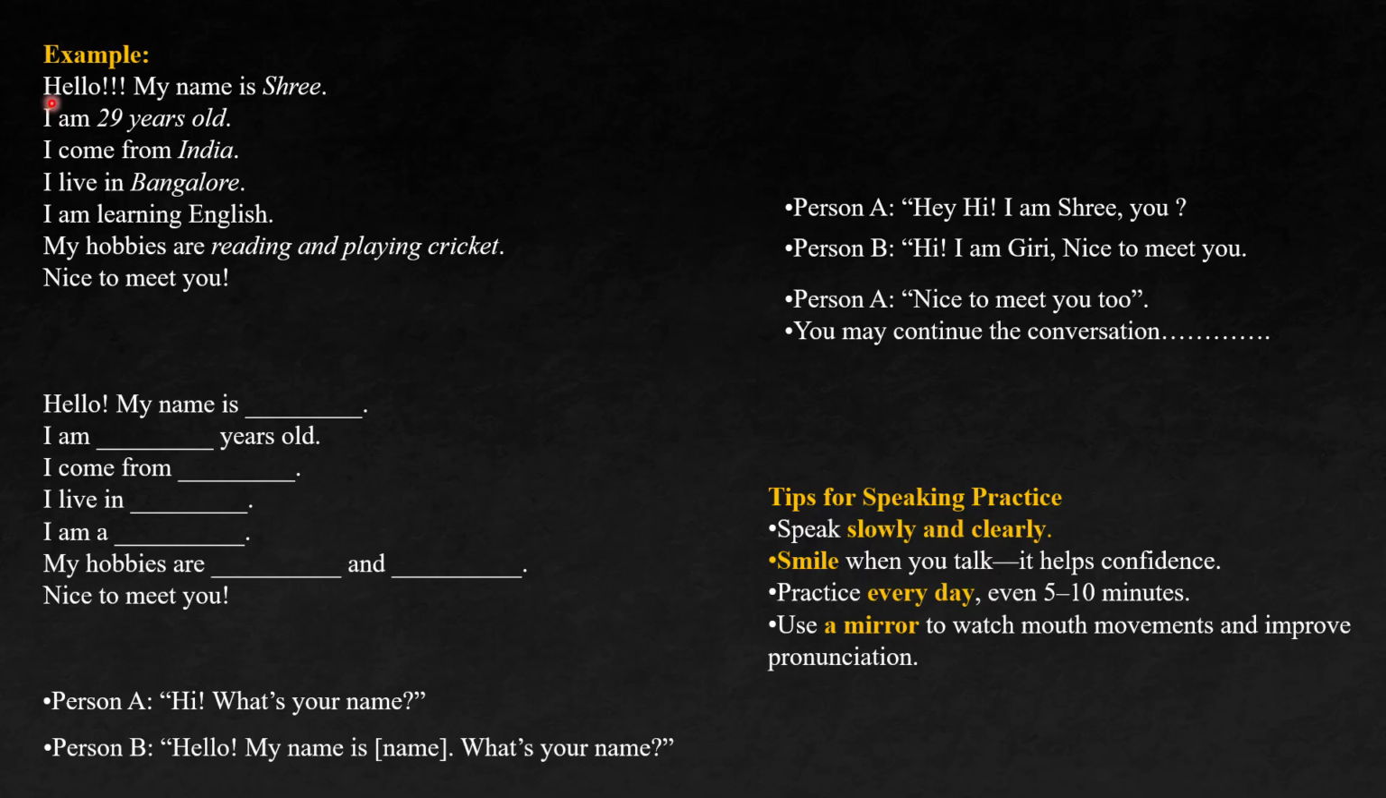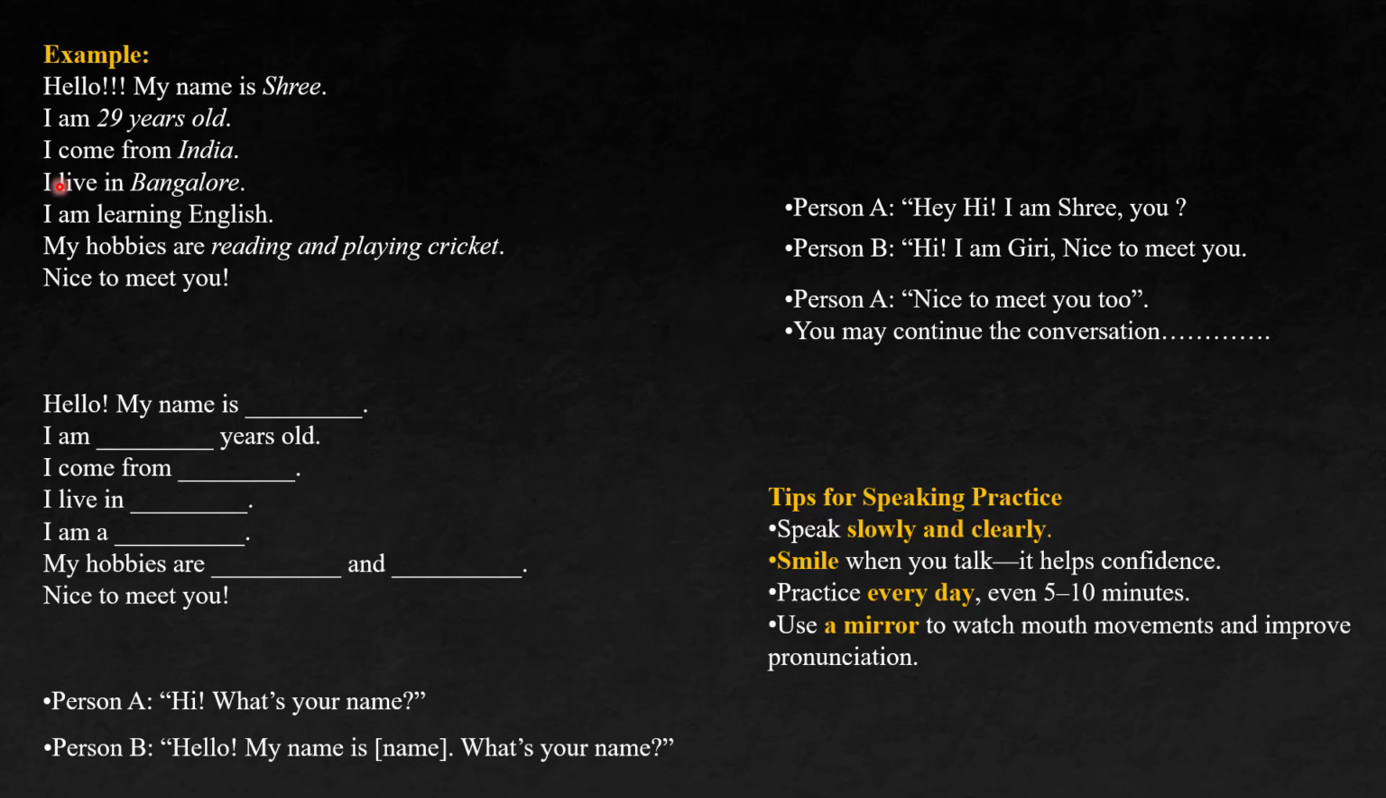So let's say here we have, hello, my name is Shri. Instead of that, hello, my name is Shri. So start with the high tone. When it comes to the full stop, just end it with the low tone and finish it there. For example, here the second sentence: I'm 29 years old, right? Instead of I am 29 years old, I'm 29 years old. I come from India. I live in Bangalore.